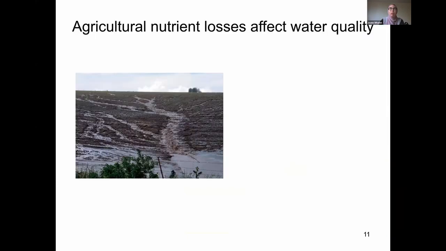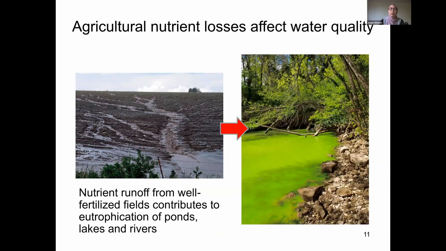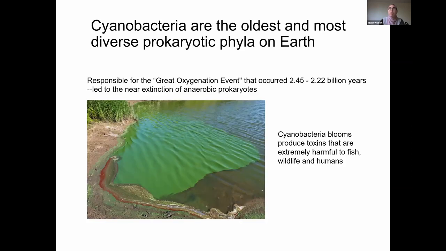I want to remind you that there's another issue. In addition to the very pressing and concerning climate change issues, there are major water quality issues because the nutrient runoff from well-fertilized fields contributes directly to the eutrophication of ponds, lakes, and rivers. And that type of nutrient excess flowing into our surface water supports the unparalleled growth of the cyanobacteria, which are a very old phylogenetic group on the Earth. And we're terribly concerned about this because of the toxins produced by these cyanobacteria blooms.